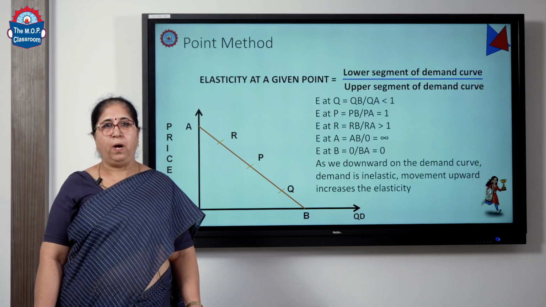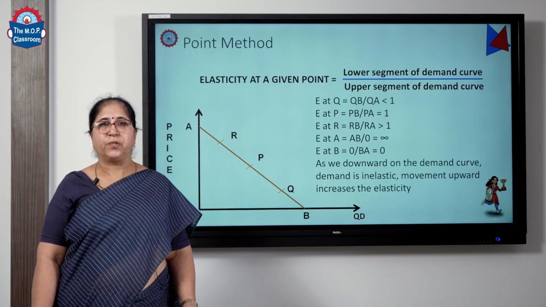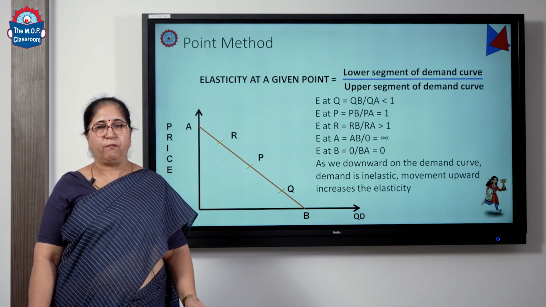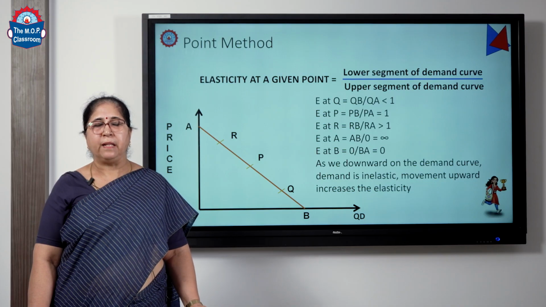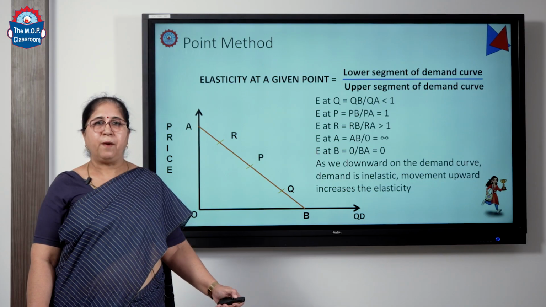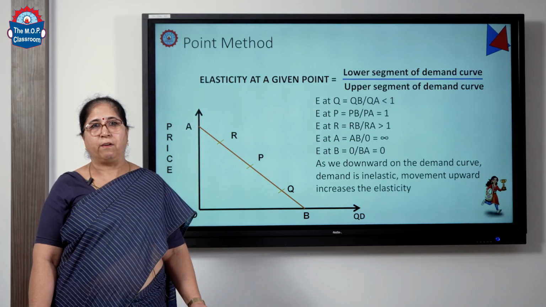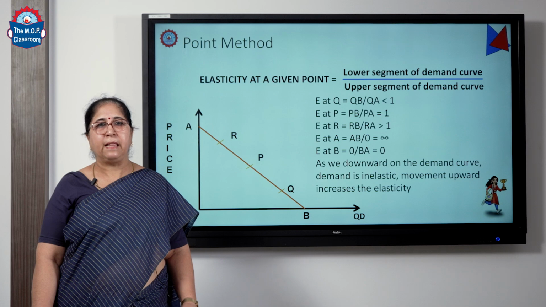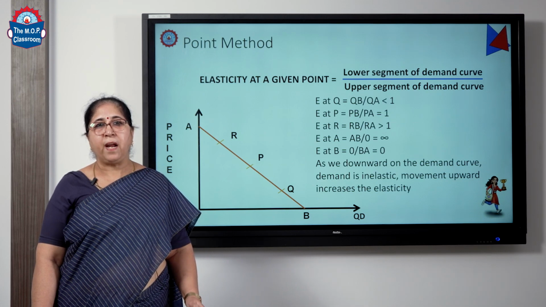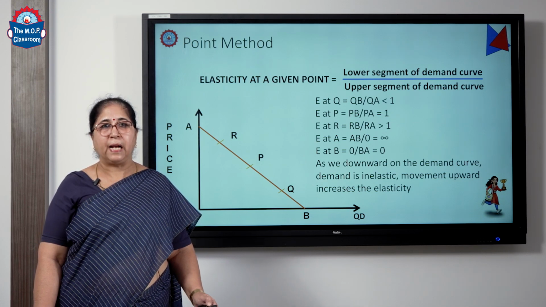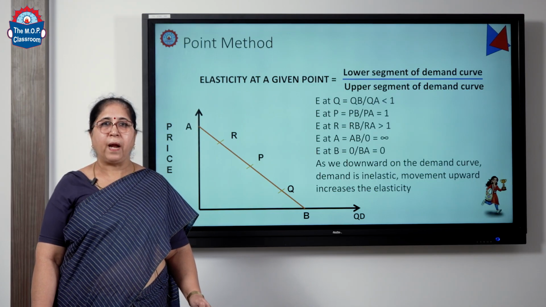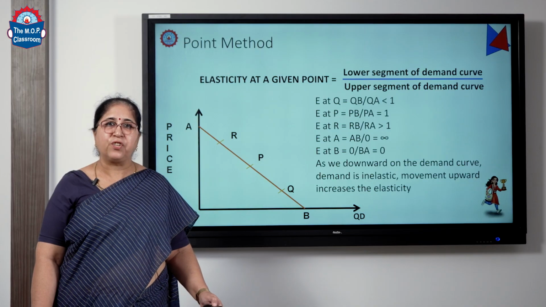If we move downward and we need to look at the elasticity at a point between P and B, that is the lower end of the demand curve, say point Q, elasticity at Q will be QB, the lower segment of the demand curve, divided by QA, the upper segment of the demand curve. In this case, you see the lower segment is less than the upper segment, making the whole answer less than 1. So elasticity at point Q will be less than 1. Similarly, you can calculate elasticity at each given point.